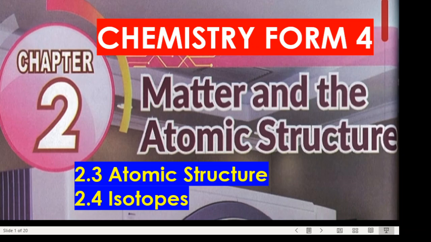We will continue Chapter 2, Matter and the Atomic Structure, for subtopic 2.3 and 2.4, Atomic Structure and Isotopes.